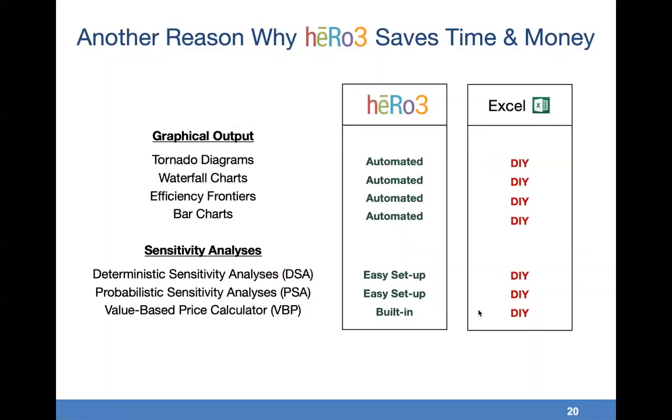And so, there's all kinds of reasons why heRo3 saves time and money. I think we've probably convinced you on some of them already. But just to hit a few more, one of the nice things about heRo3 is it comes built in with all kinds of graphical outputs. It comes built in with our tornado plots, the waterfall charts, the efficiency frontiers, the bar charts. And it also comes built in with all the functionality you need to set up your deterministic sensitivity analysis, your probabilistic, your value-based pricing. All of that is automated, easy to set up, and built in, whereas with Excel, you've got to do it yourself, and that involves a lot more time and money to do.